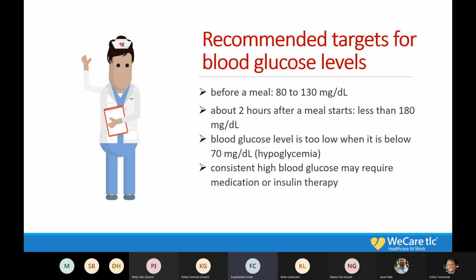If you are having a low blood glucose, and it's below 70, then you really need to talk to your doctor about your plan. You need to talk about eating more frequent meals to see how that can help you to maintain your blood glucose over time. And then consistent high blood glucose can require medication or insulin therapy.